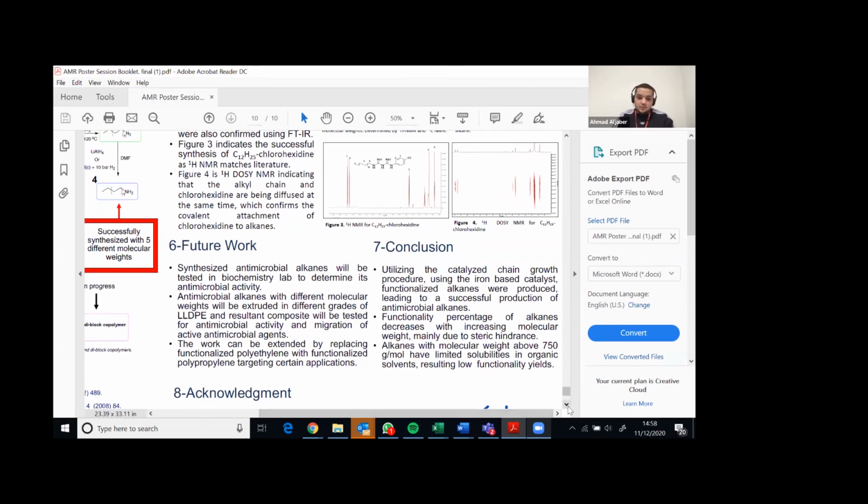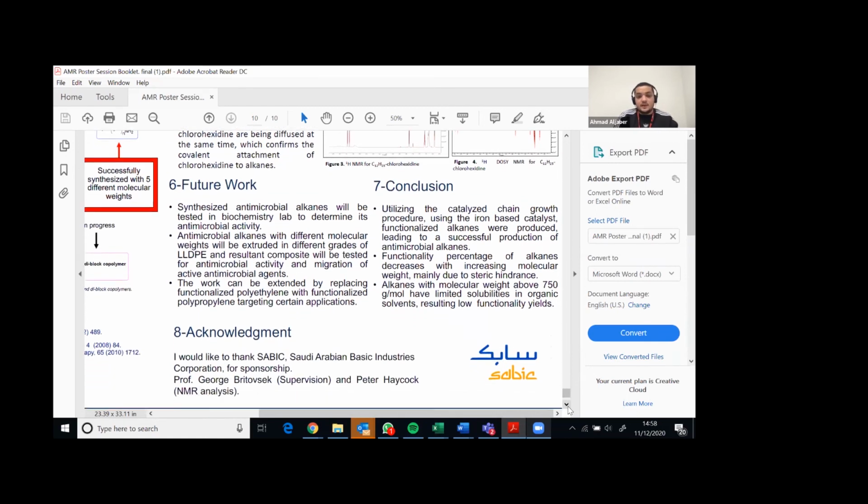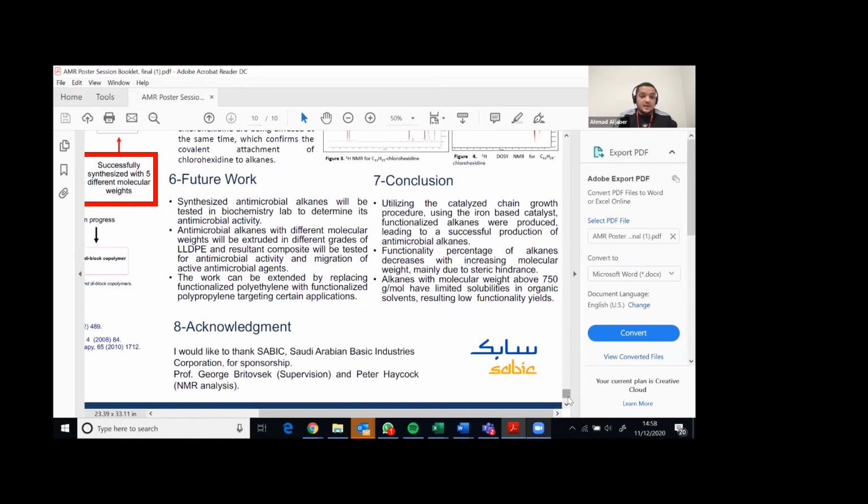To conclude, we have synthesized two antimicrobial alkanes. However, we haven't been able to test them yet, and that's our next step. These antimicrobial alkanes will be extruded in commercial polyethylene to form a composite and tested for antimicrobial activity and migration of these antimicrobial agents. This work can be extended to different applications by replacing the polyethylene with polypropylene.